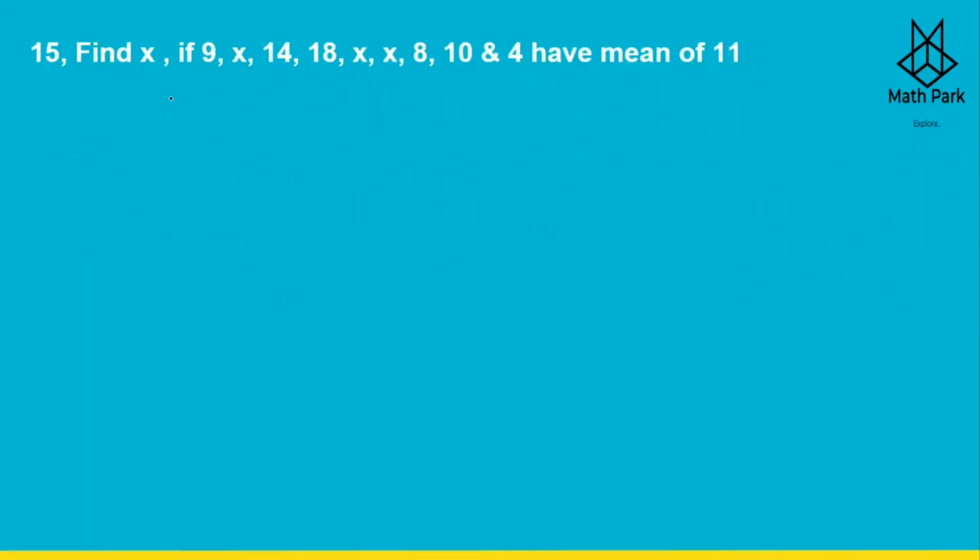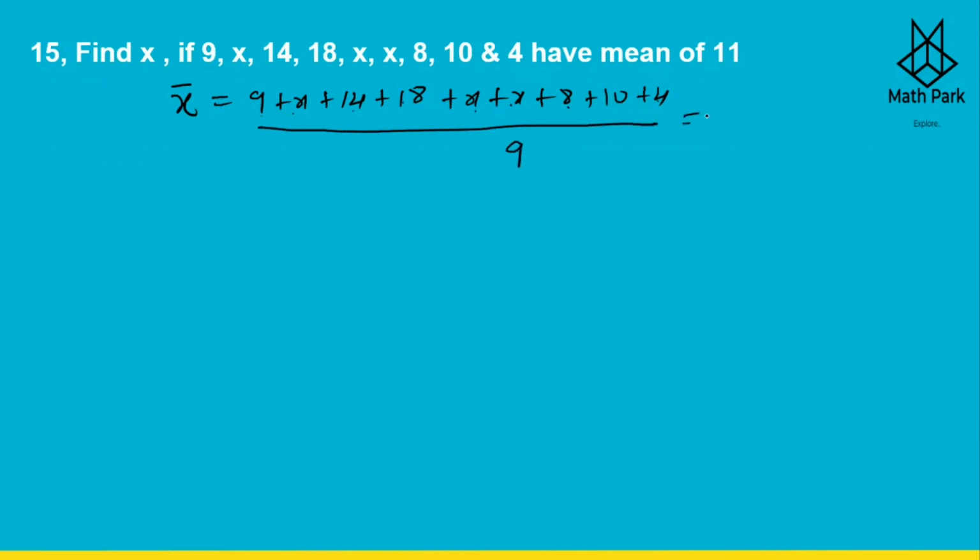Find x if the mean of the given numbers is 11. So we take the sum of the numbers 9 plus x plus 14 plus 18 plus x plus 8 plus 10 plus 4. 1, 2, 3, 4, 5, 6, 7, 8, 9. So these are the 9 numbers. So we divide by 9.